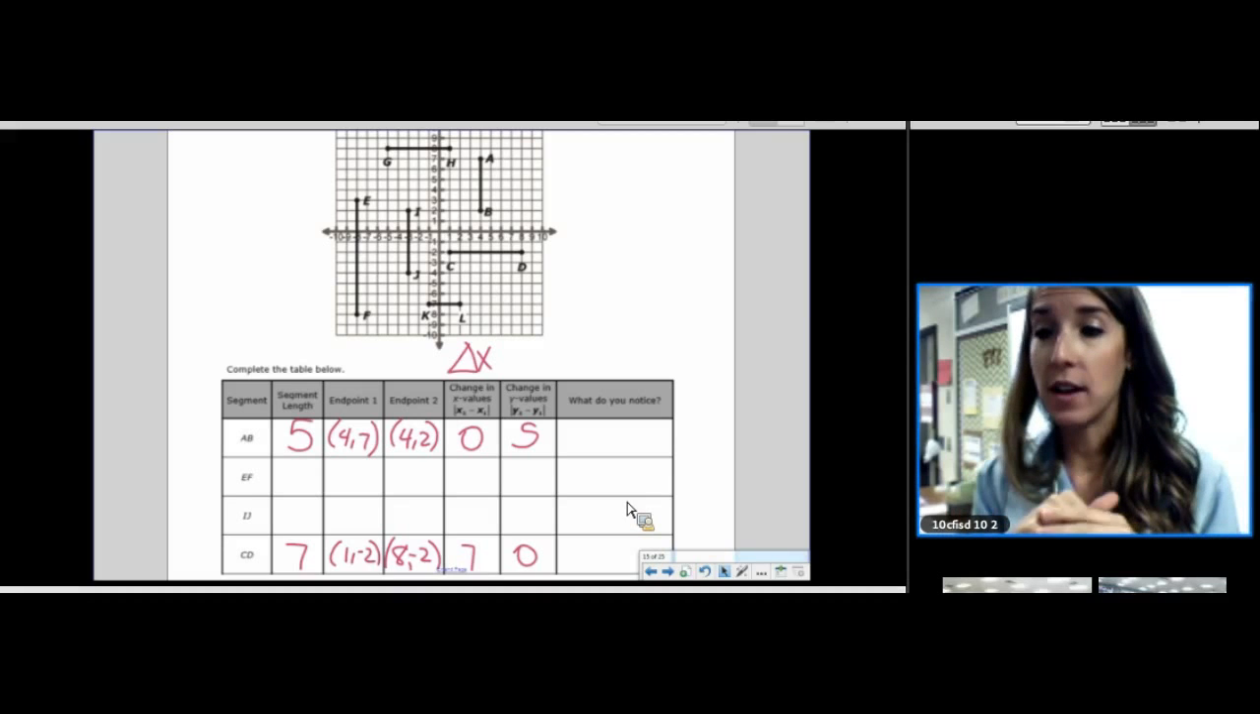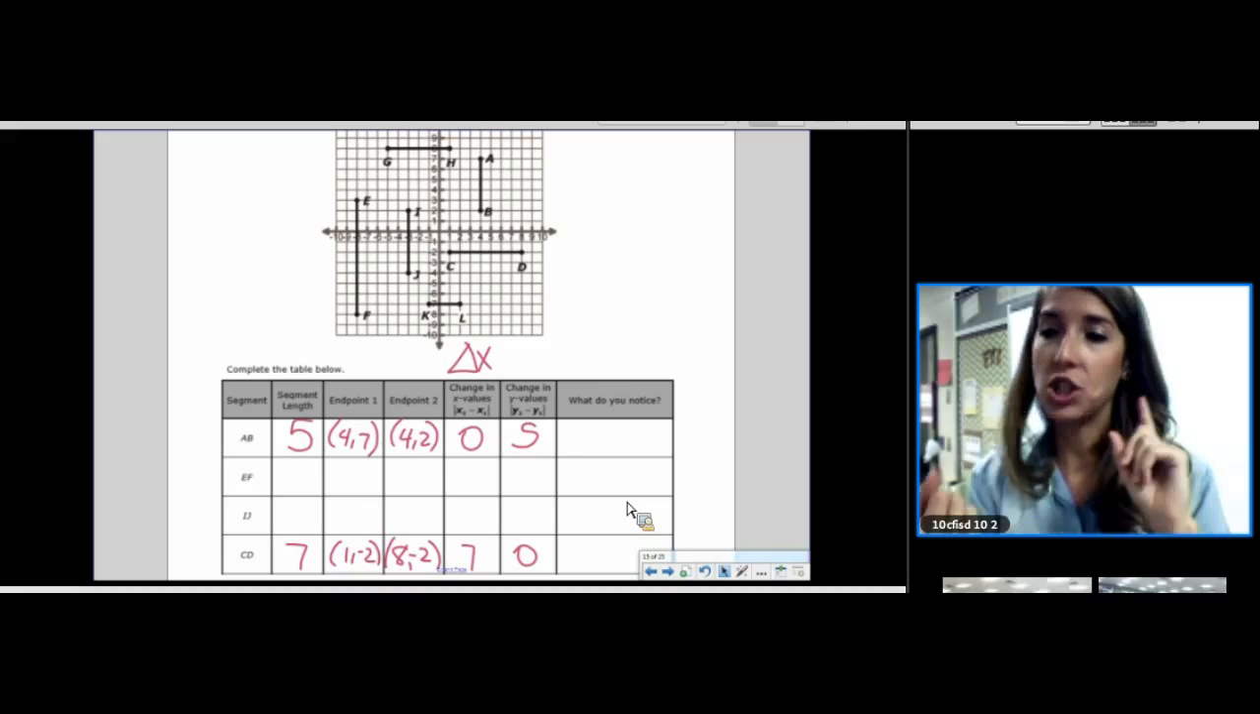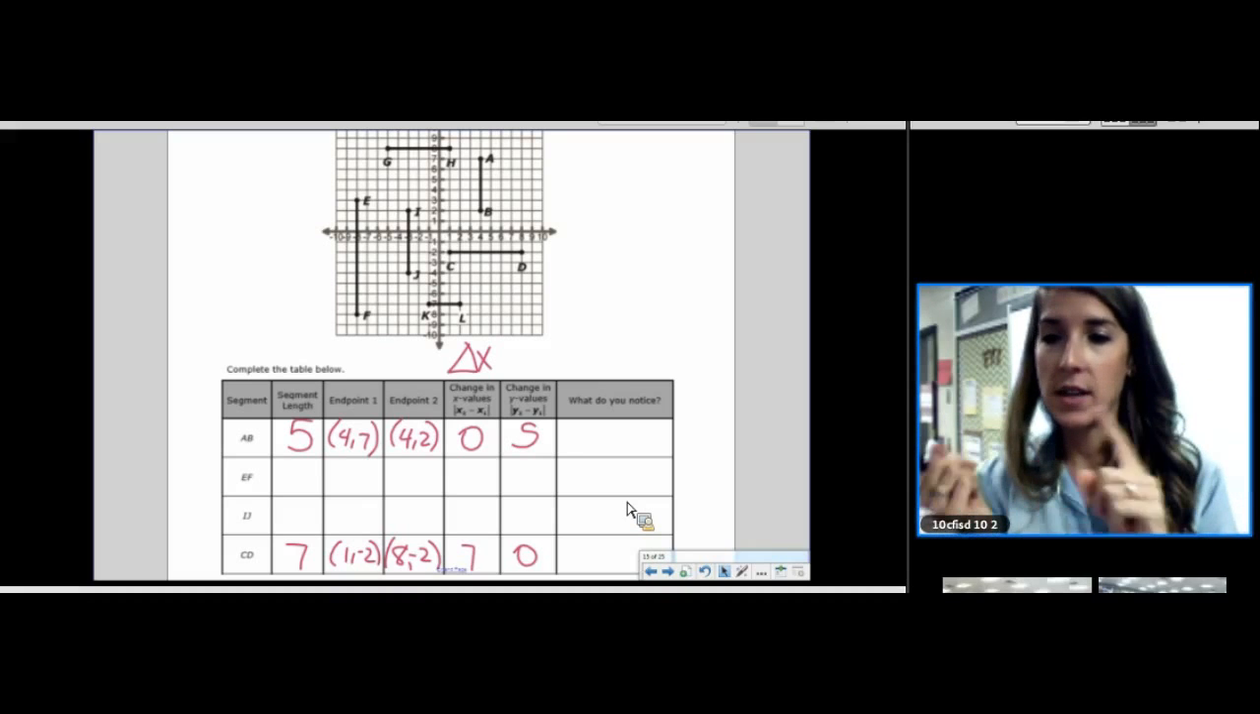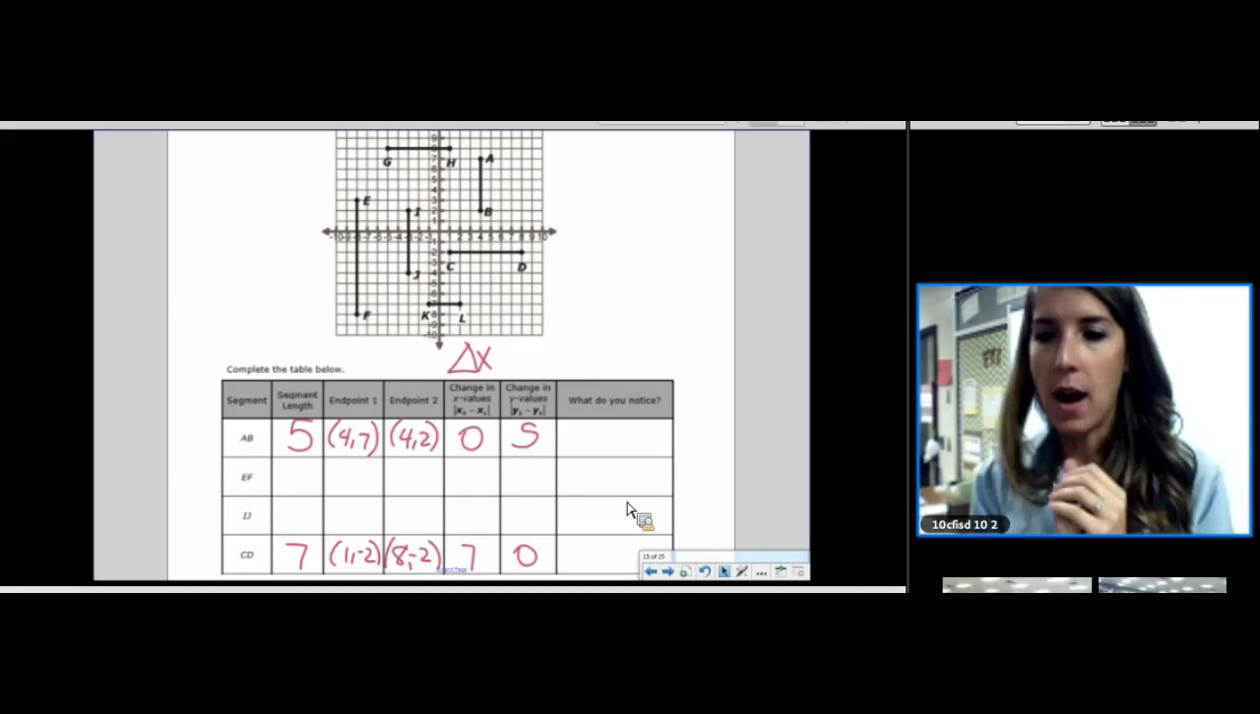Yes, absolute value. You notice some absolute value. Just in case you would have done 2 minus 7 instead of 7 minus 2, you would want it to be positive. Yep.